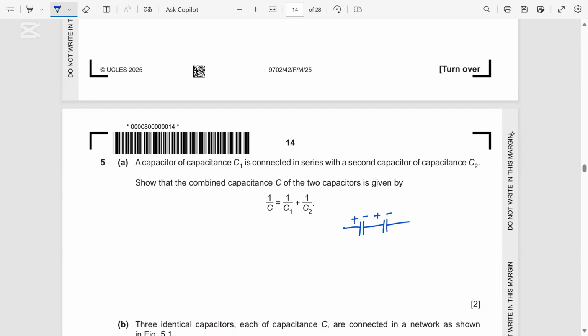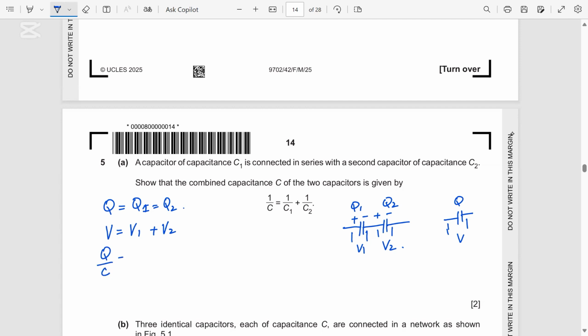The total charge, if you want to make a single capacitor like this, the charge Q is equal to Q1 and Q2. So Q1, Q2, and Q are equal, right? However, if the potential difference here is V, this is V1, let's say this is V2, you should know that V is going to be equivalent to V1 plus V2. And also you should know that Q is equal to Q1, which is equal to Q2.